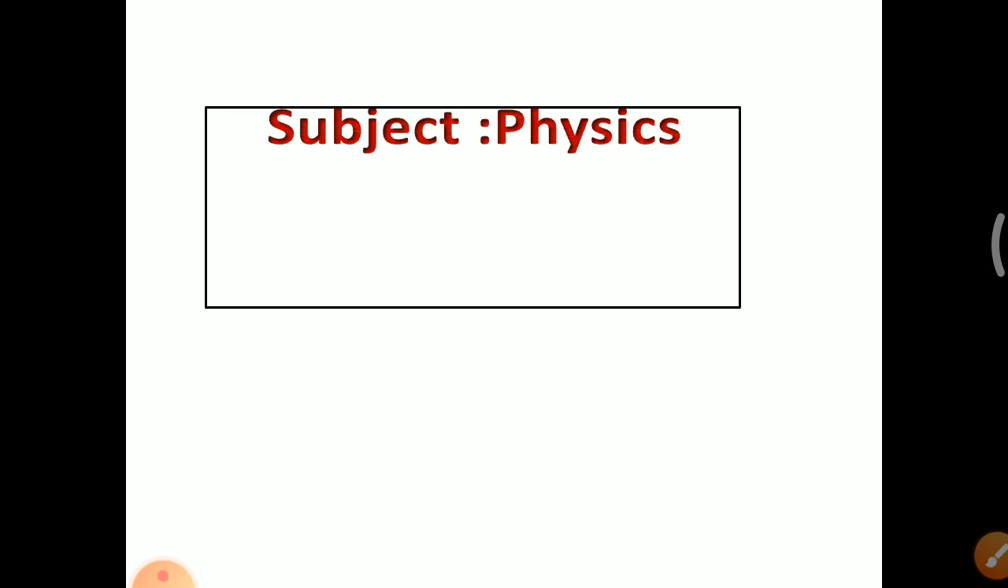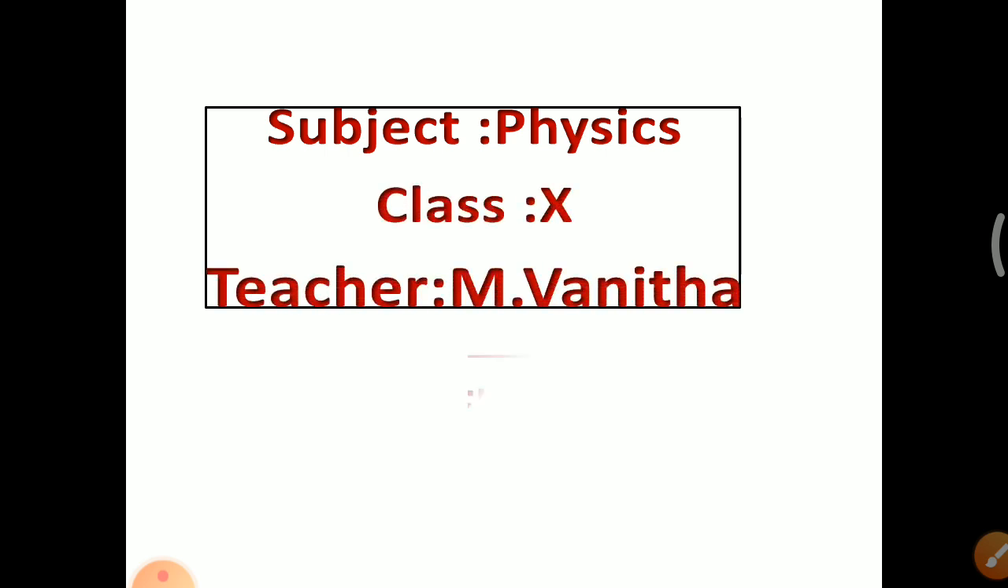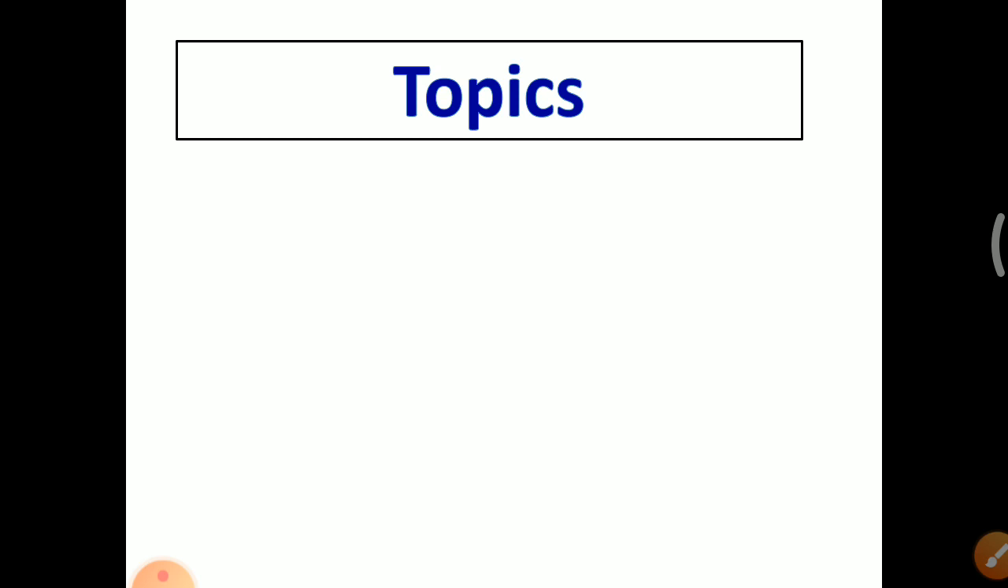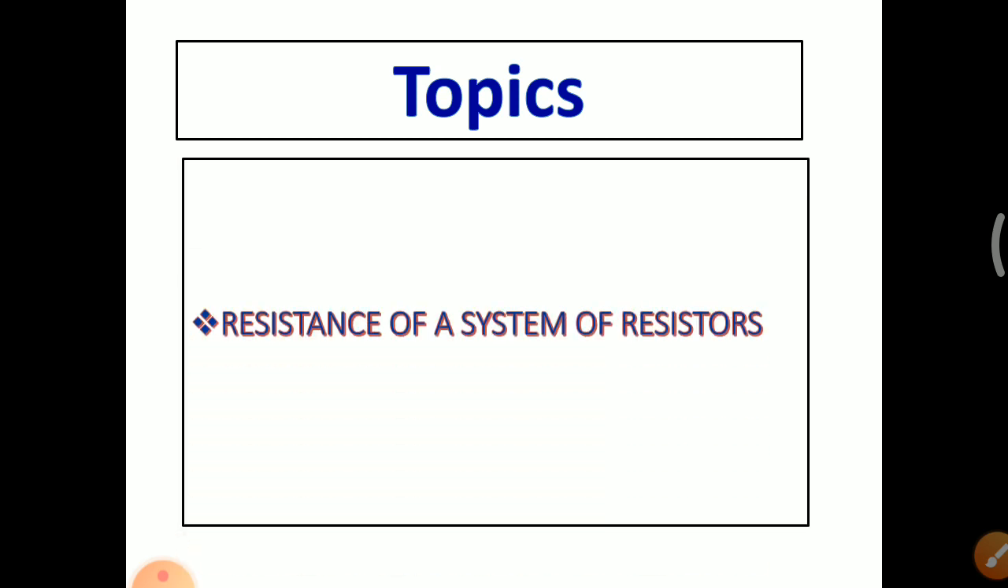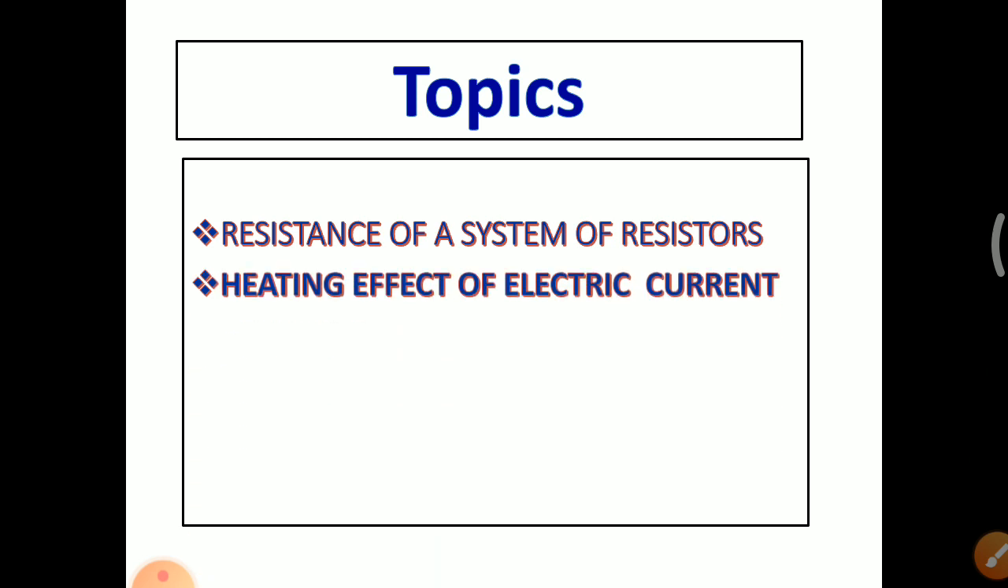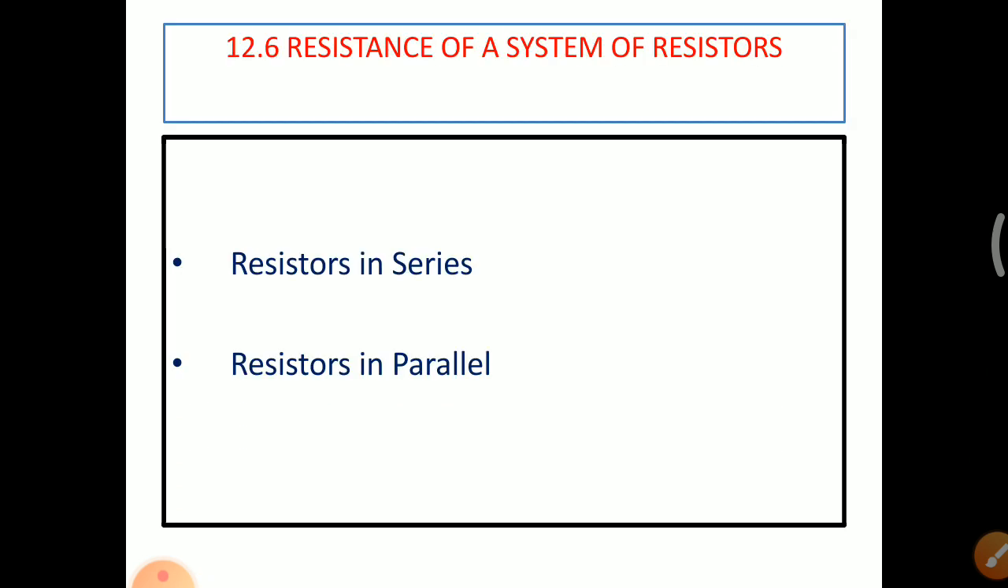Today we are going to see the subject physics, class 10, chapter number 12, electricity. Topics: resistance of a system of resistors, heating effect of electric current. The first topic: resistance of a system of resistors.